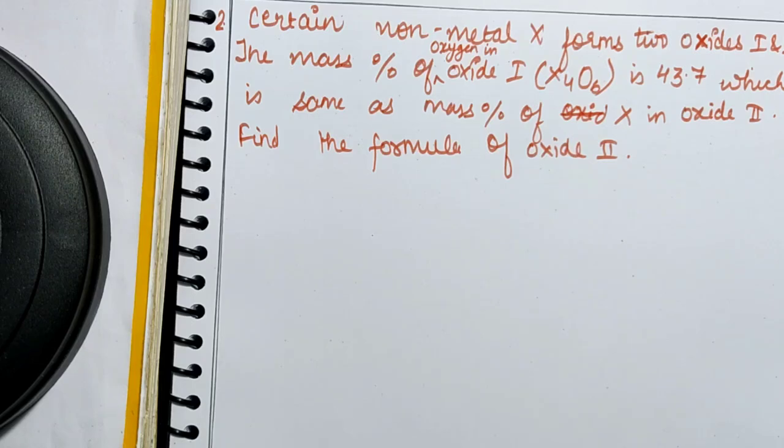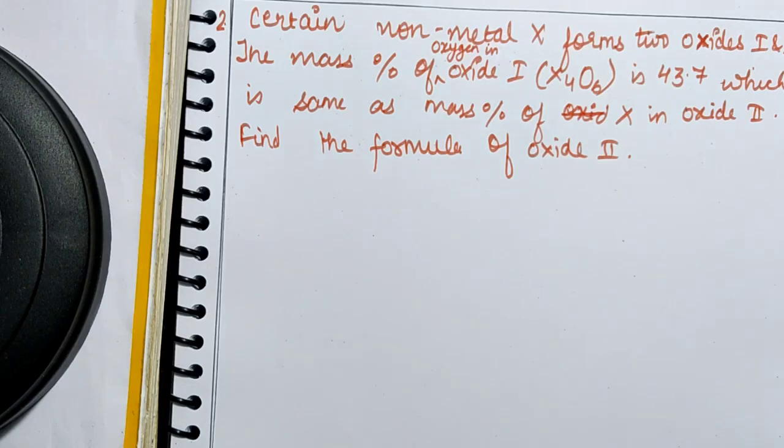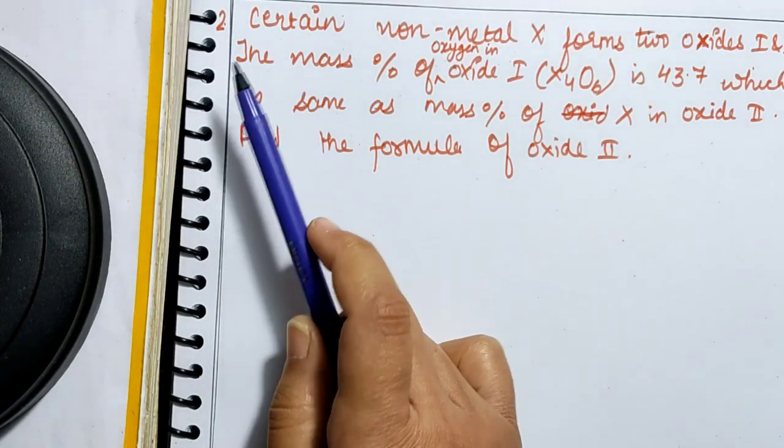Today I am going to record the second part of empirical formula, where I am going to take a few more questions related to empirical formula. Okay, so let's see this question. In this question we have to find the formula of oxide 2. So what is the question exactly?